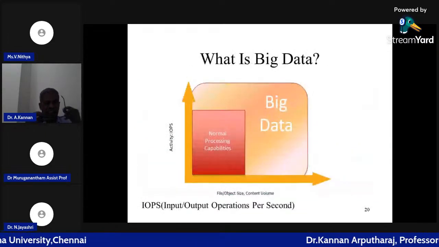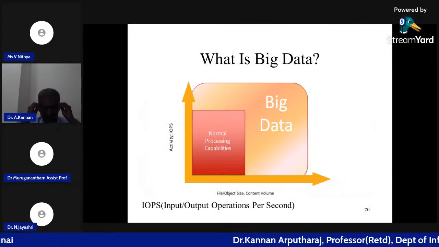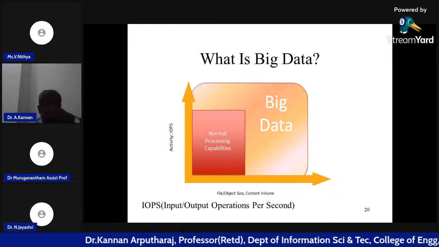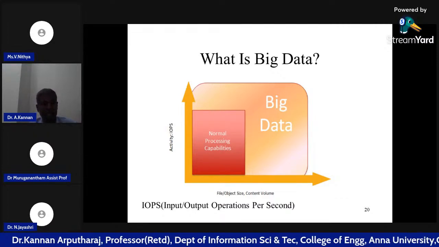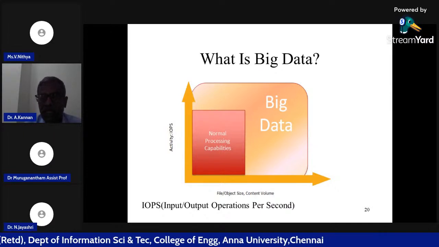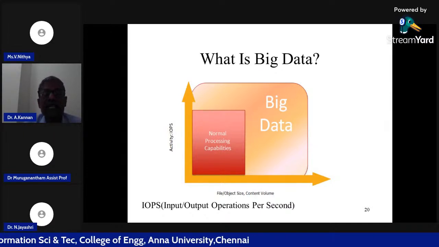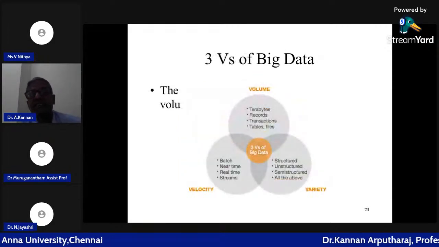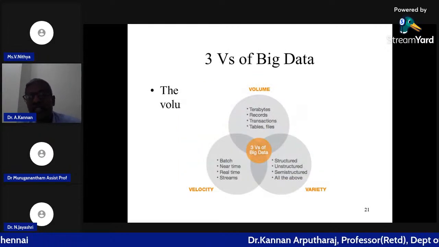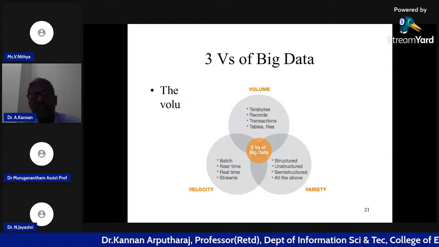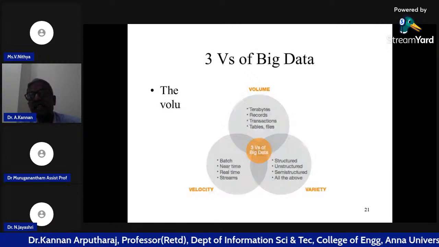That is why people are expecting the arrival of very fast computers like quantum computers. For AI applications, they need quantum computers. Big data will be arriving very fast, and it has volume, velocity, variety. It will have structured information, unstructured information, real-time data, terabytes of data.